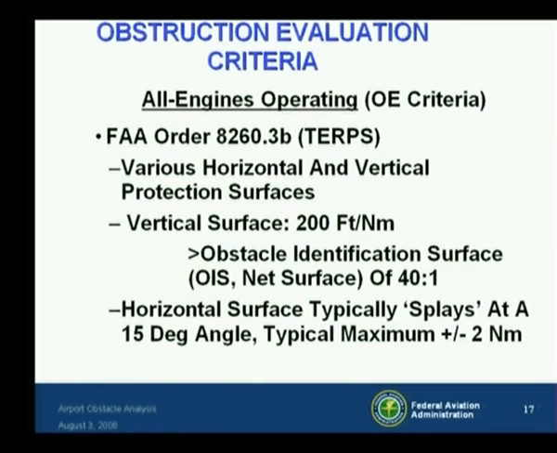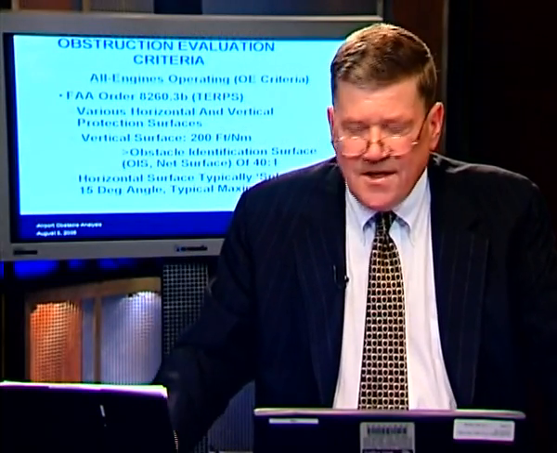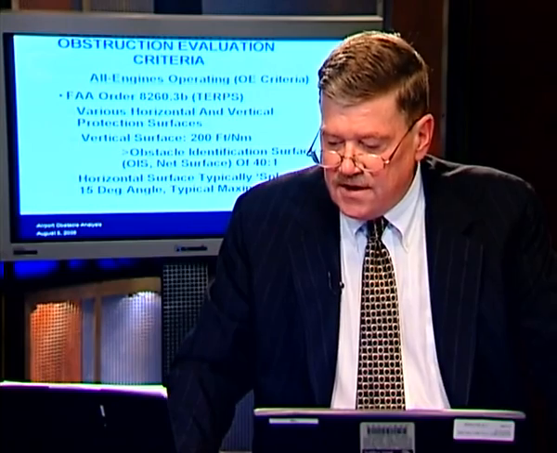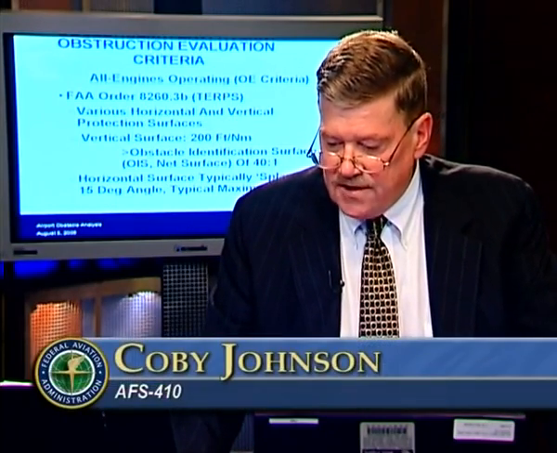Now the 200 feet per nautical mile comes from adding the 152 feet per nautical mile, which accompanies the 40 to 1 slope, with a 48 foot per nautical mile obstacle clearance safety factor that the FAA has arbitrarily added. The horizontal surface typically splays at a 15-degree angle and typically a maximum width of plus or minus 2 nautical miles, as opposed to the 2,000 and 3,000 we saw in the previous slide. Now, the reason we briefly reviewed what TERPS criteria is, is important because of the differences with the aircraft performance criteria.